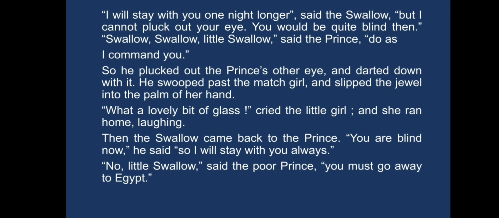He took another sapphire stone from his eyes and flew to the little match girl. And when he saw the match girl, he bent very low and kept the sapphire stone on the little girl's hand. The little girl was very happy to see the stone, and she went home happily. Now when the swallow returned to the happy prince, he told him that now he was blind and so he would stay with him forever.